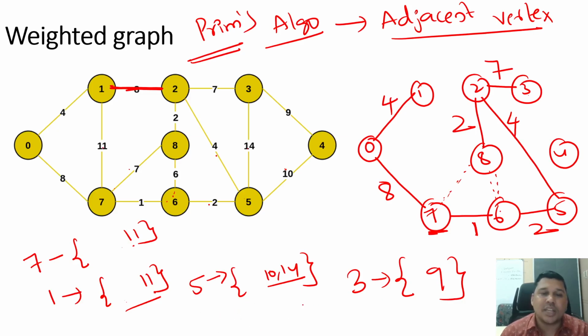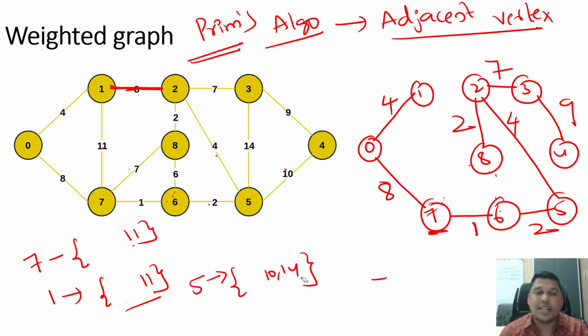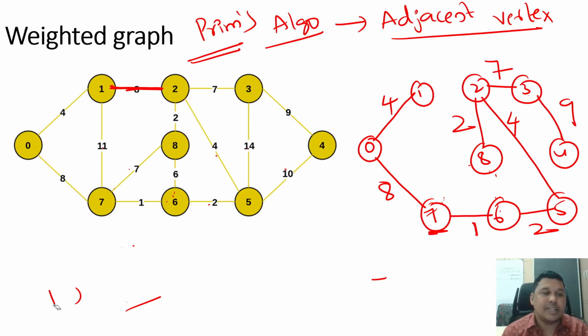Now in the leftover things, which one is the minimum one? 9 is the minimum one. That is from 3 to 4, 9. That's it. We got a graph now which is connected. It is a tree and there is no cycle and all the vertices are covered in that. Okay. So this is the approach of Prim's algorithm, right? Always finding out the alternatives.